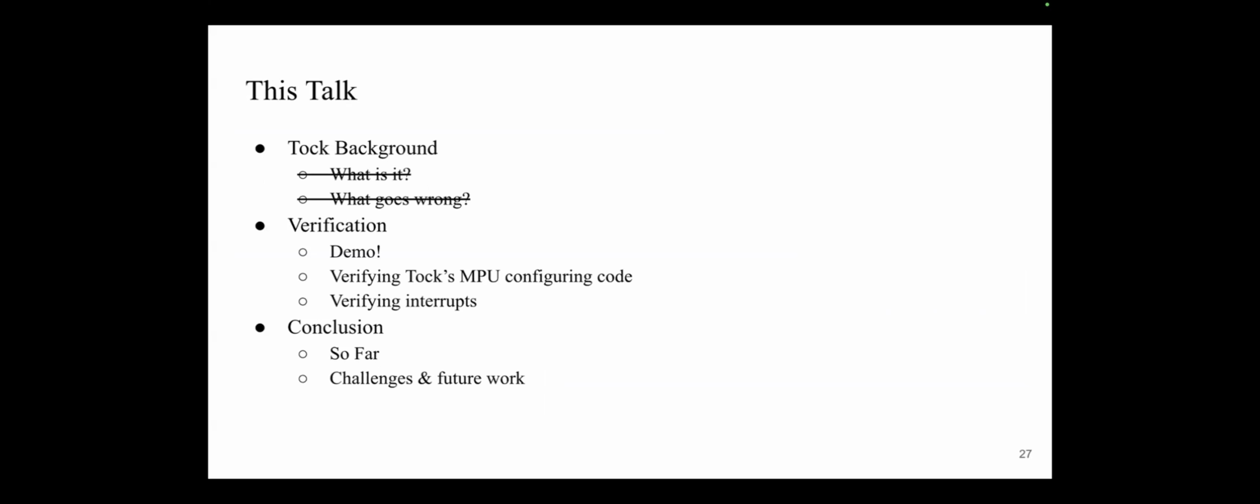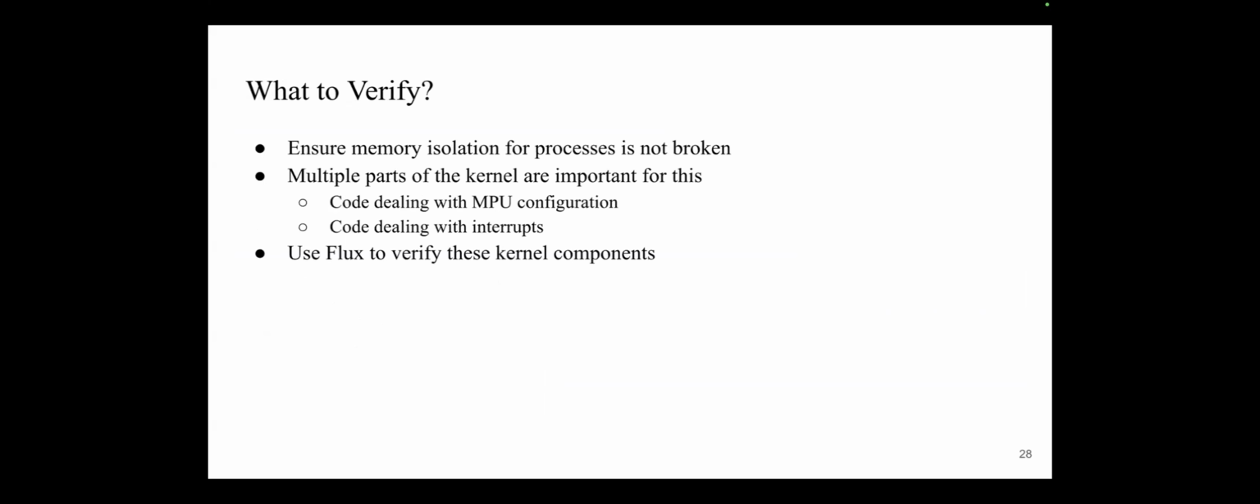I want to go into what we're doing from the verification side. What do we actually want to verify? Our goal is to ensure that memory isolation for processes isn't broken, and there are multiple parts of the kernel that are important for this. Intuitively, from the example I showed, code dealing with MPU configuration is something we need to get right. It also turns out that code dealing with interrupts is something we need to get right. Later in this talk, I'm going to go through the reasons we think it's important to verify interrupt handling code. Our approach is to use Flux to verify these kernel components.